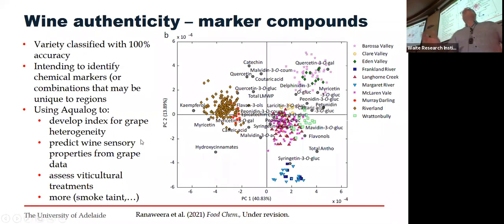And almost every project I do now, I'm getting them to do things on the Aqualog. So Lyra was doing sensory work on Cabernets and she had a crack at the Aqualog. Claire, who's doing things around heterogeneity, has done some things on the Aqualog. And the holy grail to me is predicting wine sensory properties from grapes. How mental would that be? That's the path we're heading down now, as well as assessing viticultural treatments or whatever. Smoke taint even, prediction of smoke taint. So there's some really cool things being done, at least in my opinion, with the Aqualog.